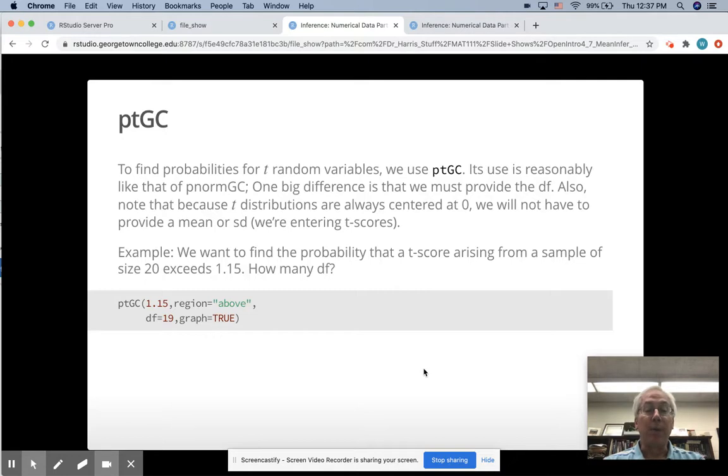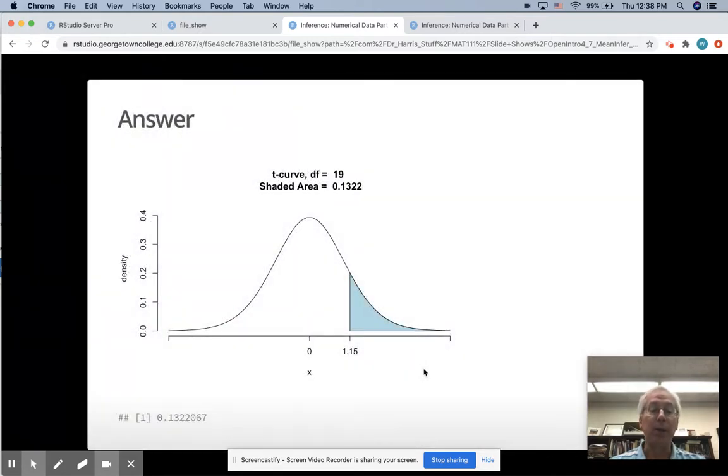So if I wanted to find the probability that a t-score that came from a sample of size 20 was bigger than 1.15, I could use ptgc as follows. ptgc of 1.15. If I want it to be more than 1.15, I'll use region equals above. With a sample of size 20, our degrees of freedom is 19. And so if I enter this command into RStudio, I'll get a graphic that looks like this. And we discover that a little bit more than 13% of the time, with a t-distribution with 19 degrees of freedom, our t-score would be above 1.15.